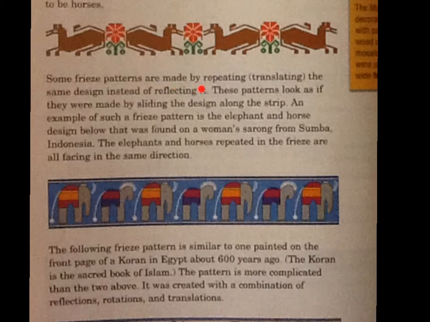Some frieze patterns are made by repeating or translating the same design instead of reflecting it. These patterns look as if they were made by sliding the design along the strip. An example of such a frieze pattern is the elephant and horse design below that was found on a woman's sarong from Sumba, Indonesia. The elephants and horses repeated in the frieze are all facing in the same direction. So we can see down here that was made by a repeating or translating pattern where the design is just slid along the strip. So we can see this design is repeated over and over again.